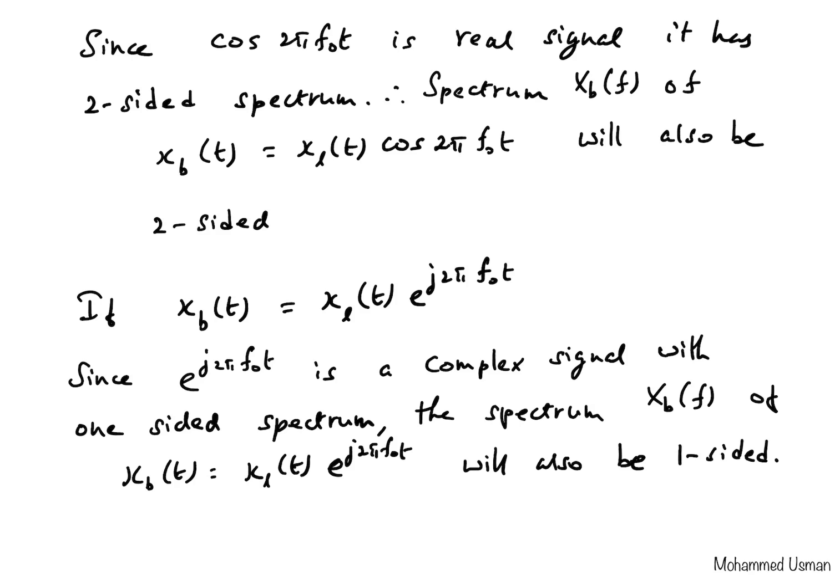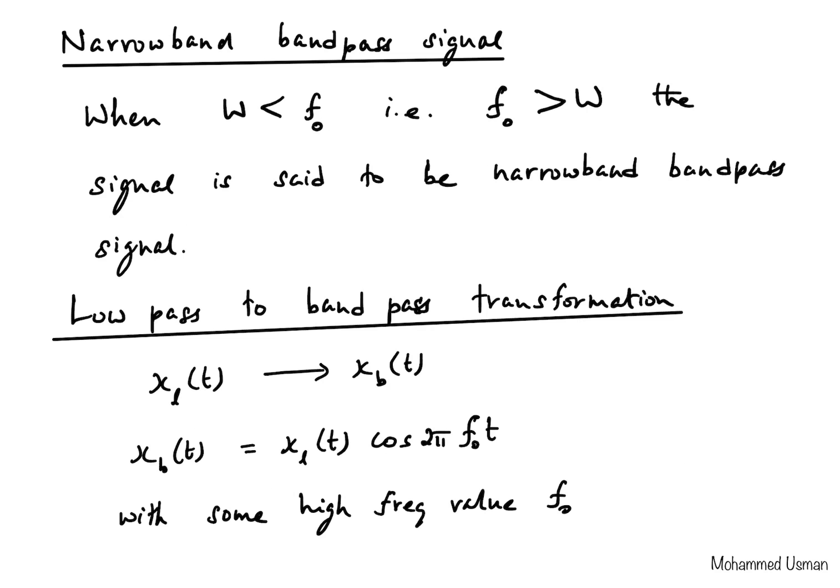I'll stop here for now, and I will continue with the next step, which is the reverse process. So we have seen here how to convert a low pass signal into a band pass signal. We simply multiply it with a carrier of some high frequency f naught. But how to go from band pass to low pass, that's what we are going to see. We will see the reverse process, how to take a band pass signal and obtain a low pass equivalent representation for the band pass signal. So XB of t to XL of t, and that is what we will see in the next lecture.